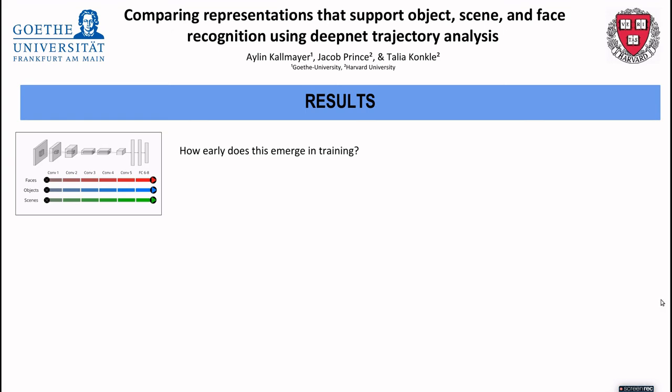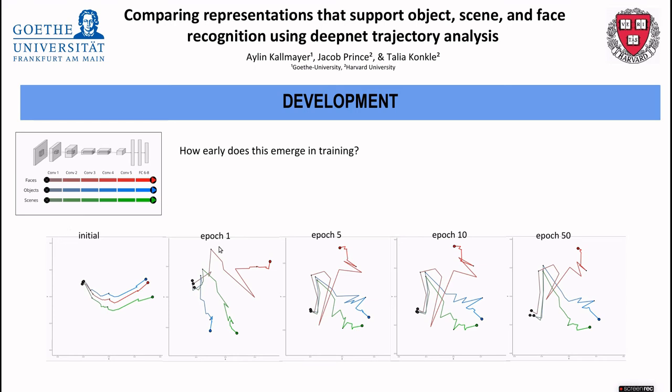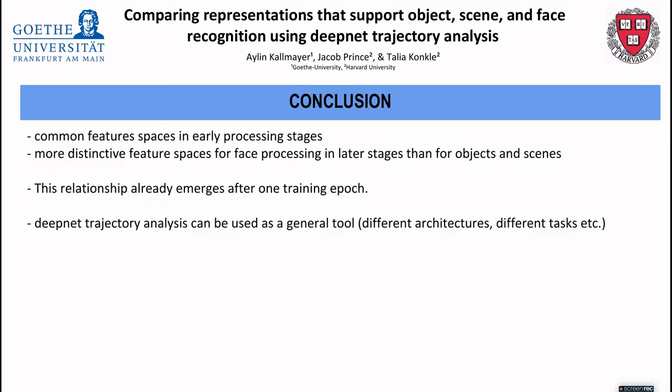Finally, we wanted to know at what point during training this relationship emerges. So plotted down here, we can see the trajectories at different time points during training. One epoch means that the network has seen all of the images once. And we can see that the relationship that we find after 200 epochs already emerges after 1 epoch. So even though the features aren't good enough yet to support accurate classification, the relationship between the trajectories is already pretty stable early on, even though the features themselves are still changing.